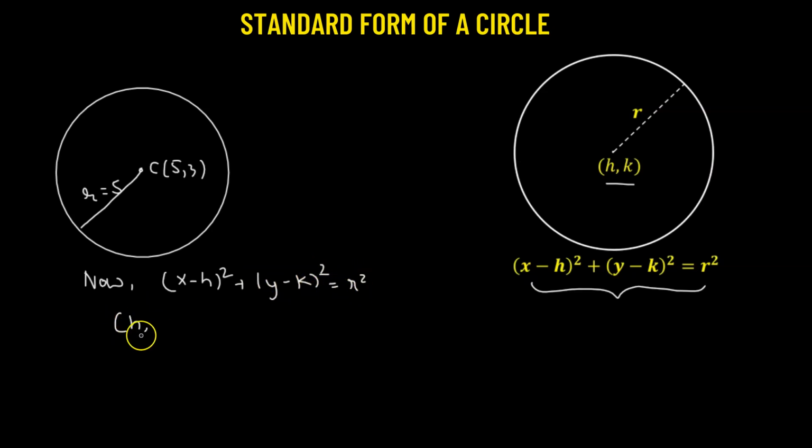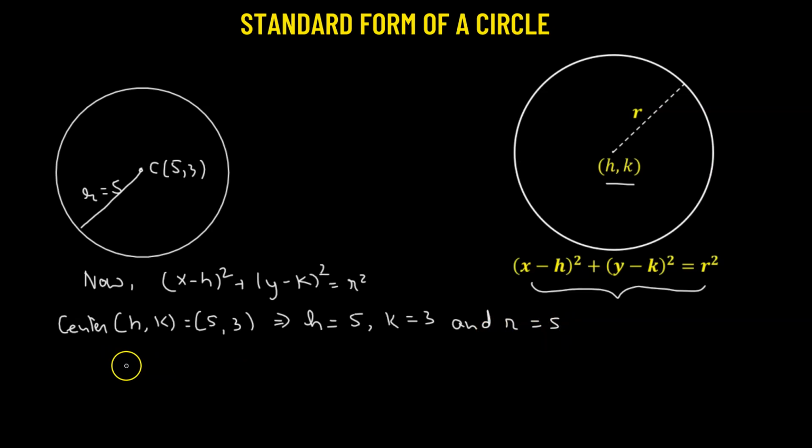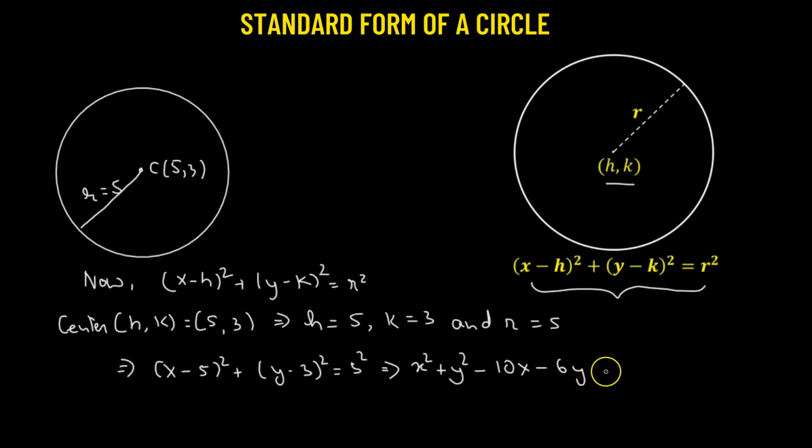In our case, the coordinate of the center, which is given by (h, k), came out to be (5, 3). This implies that the value of h is 5 units and the value of k is 3 units. And the radius is equal to 5 units. So this gives us (x minus 5) whole squared plus (y minus 3) whole squared equals the square of the radius. So this is going to be the standard equation of the circle, and if we want, we can further simplify this to get x squared plus y squared minus 10x minus 6y plus 9 equals 0.